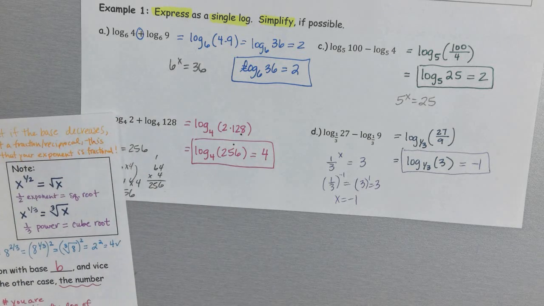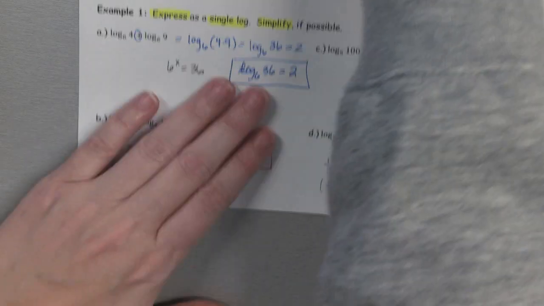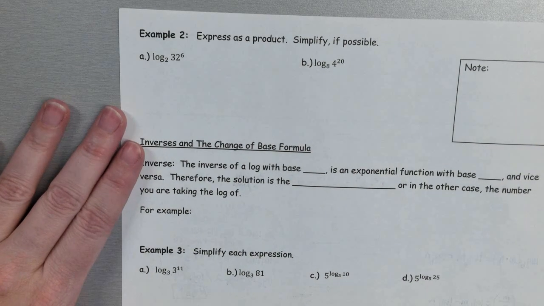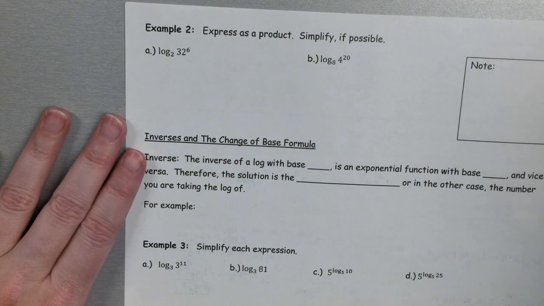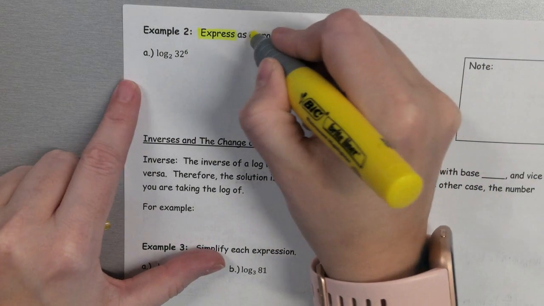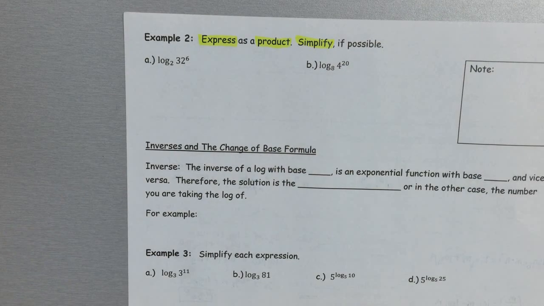All right, so on the back side, we're going to be expressing as a product. And then I'm also going to reveal a mathematical secret today. We'll unlock a mathematical secret. Maybe some of you already know it though. Okay, so we're going to express these as a product now and then simplify as much as possible.